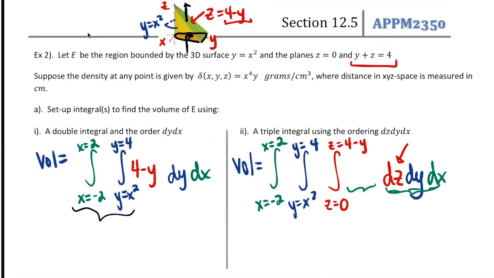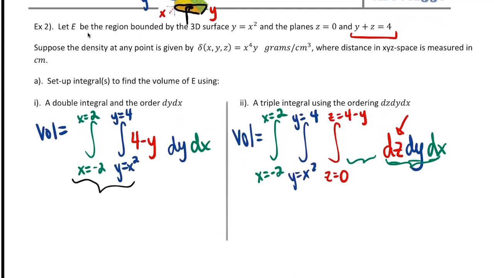And notice why these end up being equivalent. If we just start doing this integral on the right, when I integrate 1 with respect to z, I'm just going to get z from 0 to 4 minus y. And then I still have those outside integrals left to do.